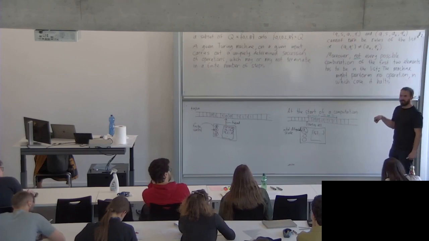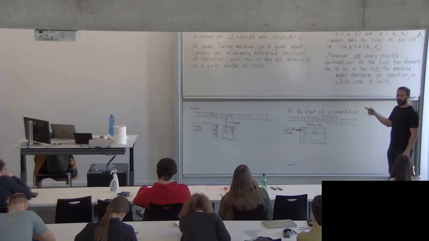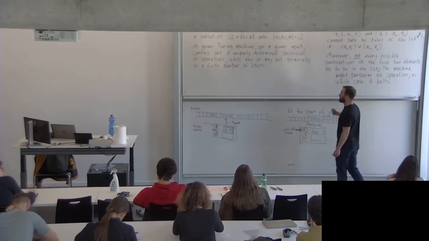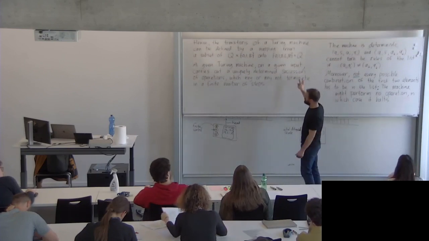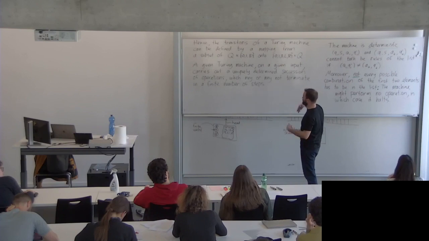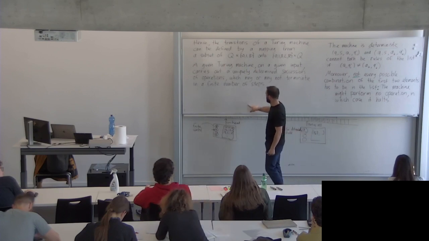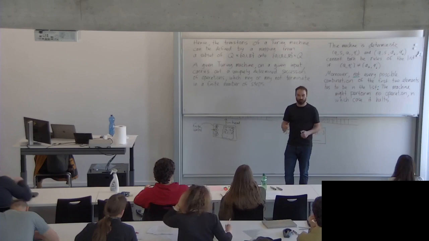You right away realize that you can make it loop. You can say, move to the right, move to the left, move to the right, move to the left, and it's just going to get stuck in a cycle like that, alternating infinitely between states. So what I write down here is that a given Turing machine on a given input carries out a uniquely determined succession of operations, which may or may not terminate in a finite number of steps. Yeah, some Turing machines on some inputs will never halt.